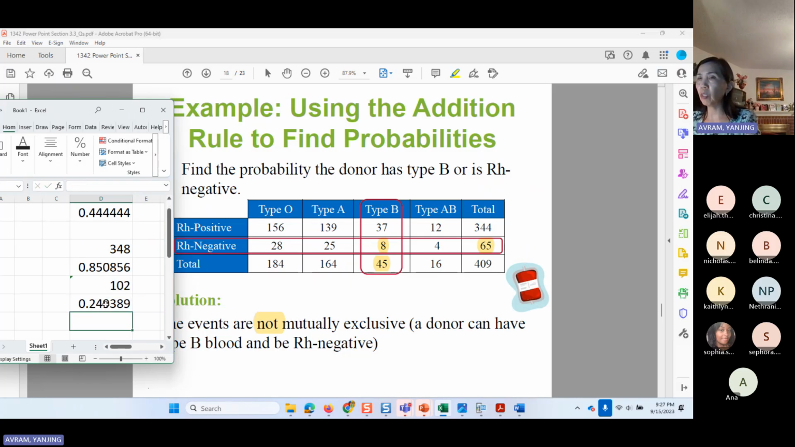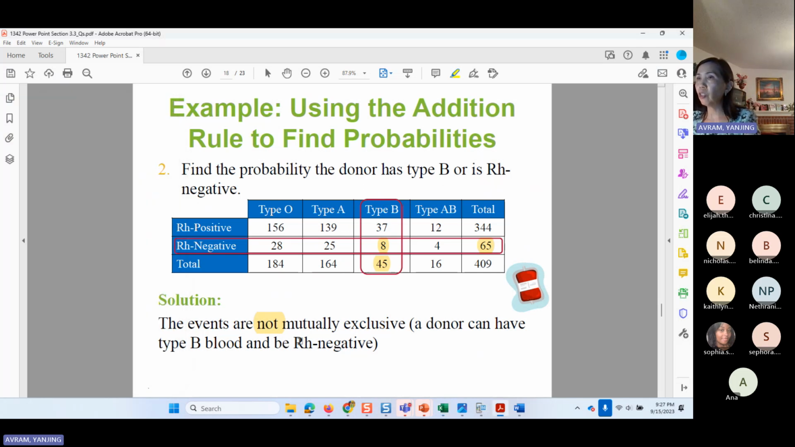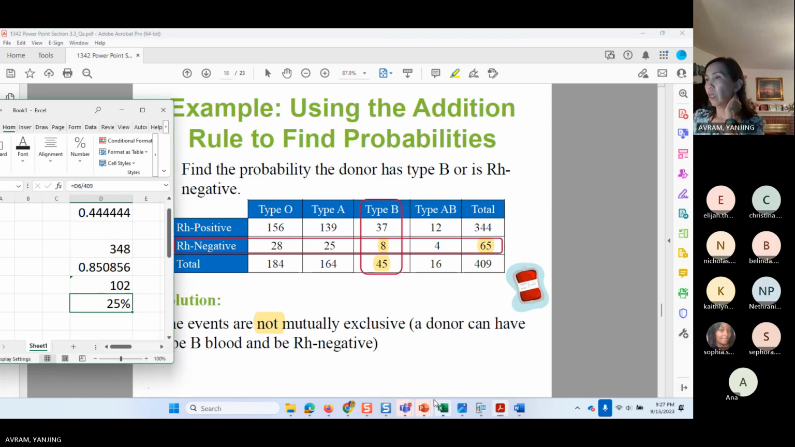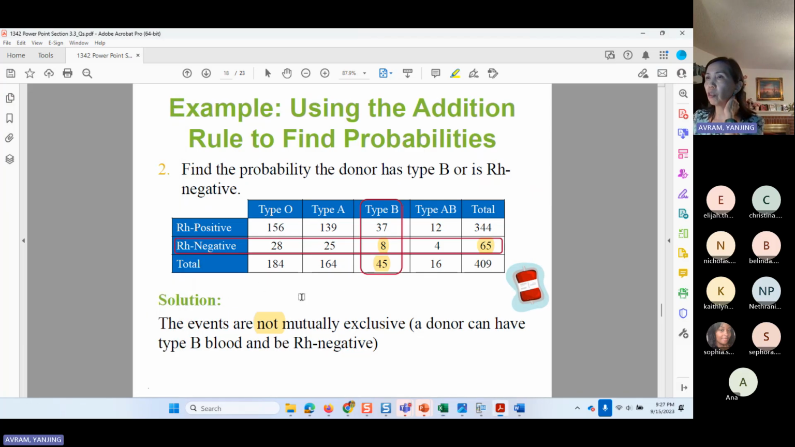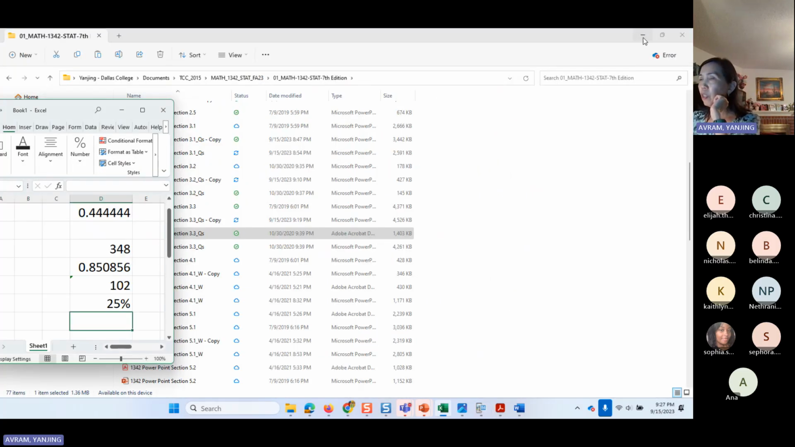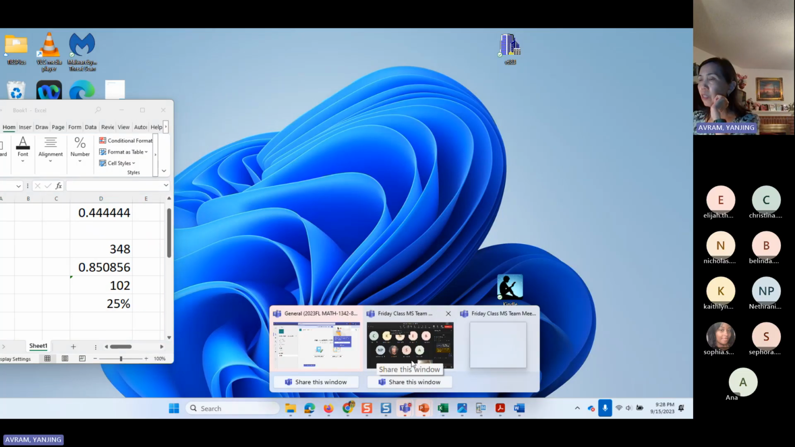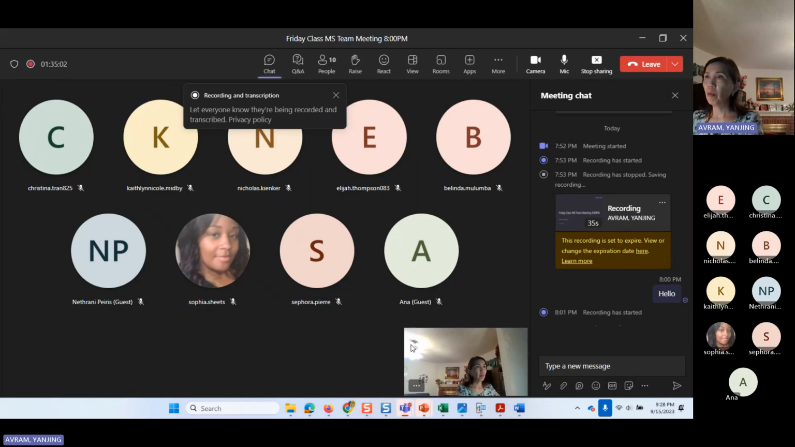Okay, so that's about 25%. If I add a percentage in here, that's about 25% have a type B or Rh negative, okay? Because this is not mutually exclusive, if you add 45 and 65 together, you must minus 8 once. So that is how you calculate mutually exclusive or not mutually exclusive in probability, okay? Any questions so far? For this section, any question about the probability?